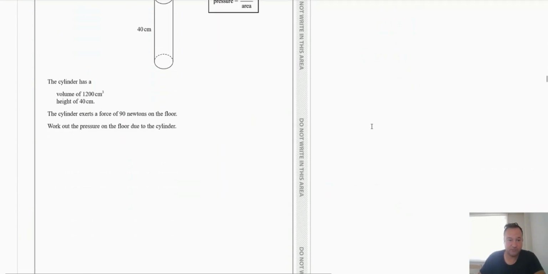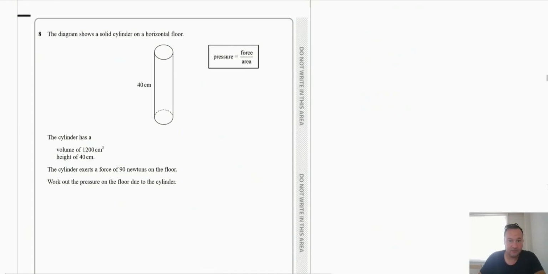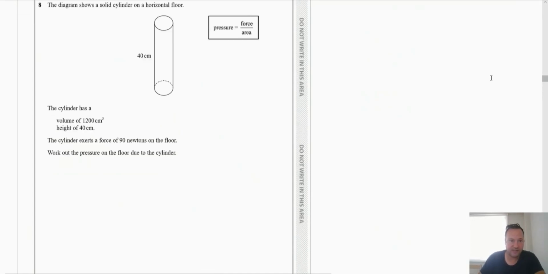Question number 8, 3 marks. So in this question, it says the diagram shows a solid cylinder on a horizontal floor. We're given the formula that pressure equals force over area, and we're also given the height of the cylinder, which is 40 centimetres. We're given that the volume is 1200 centimetres cubed. The cylinder exerts a force of 90 newtons on the floor. Work out the pressure on the floor due to the cylinder.